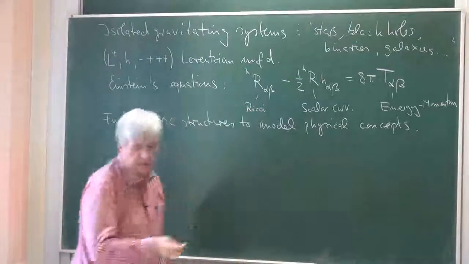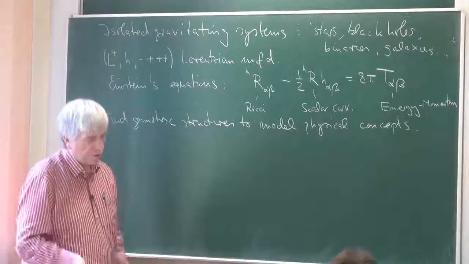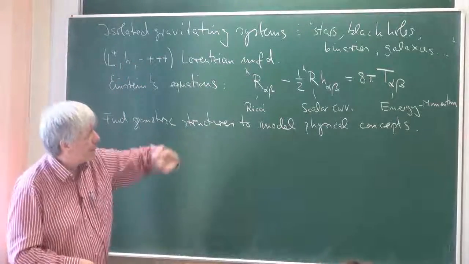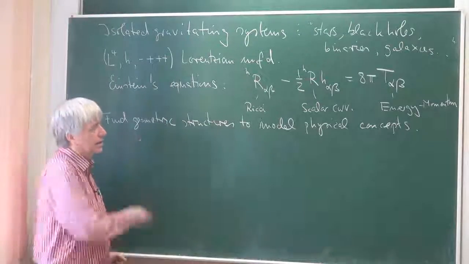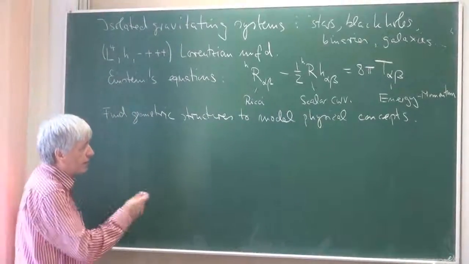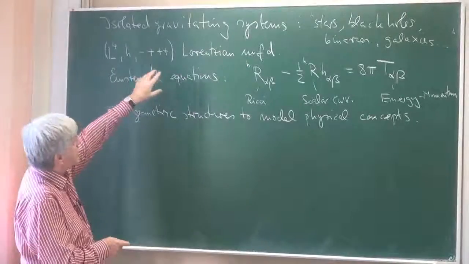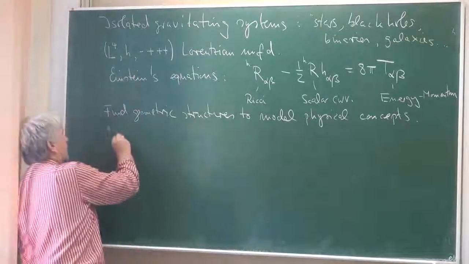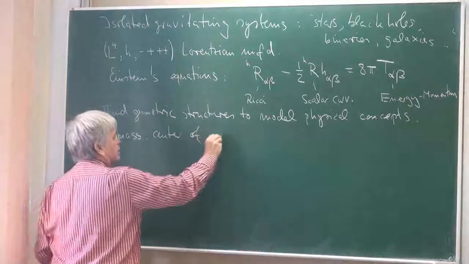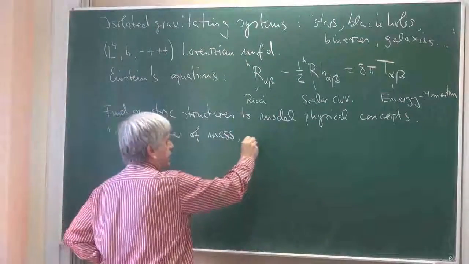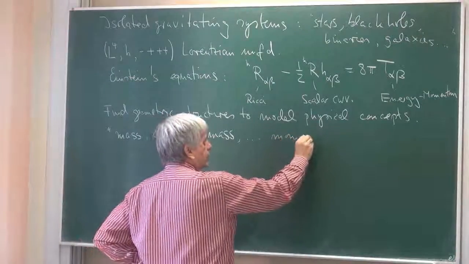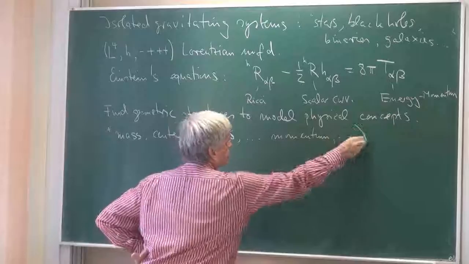Now, the simplest case is, of course, a light ray. That is a null geodesic in this space-time. Or a test particle is a time-like geodesic in the space-time. That would be examples of geometric concepts for physical objects. What I'm interested in for these isolated gravitating systems is I want to understand mass, center of mass of the system, and later, of course, but I don't get to that, and we don't understand it very well, you also want things like momentum and angular momentum.